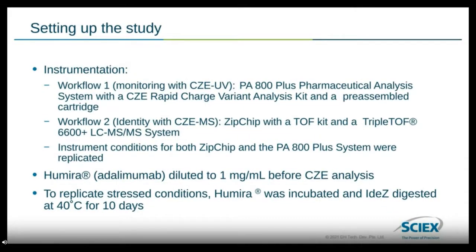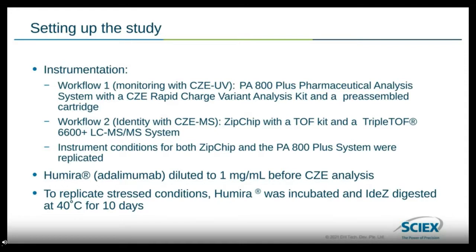So we wanted to prove that this workflow was good at doing charge variant characterization. As we mentioned previously, we utilized two workflows for identity and monitoring. One is the identity workflow, and that is with ZipChip with the charge variant TOF kit on our TripleTOF 6600. And our monitoring workflow is the P800 Plus CE instrumentation with the CZE rapid charge variant analysis kit and the pre-assembled cartridge, which makes it a nice plug-and-play system.